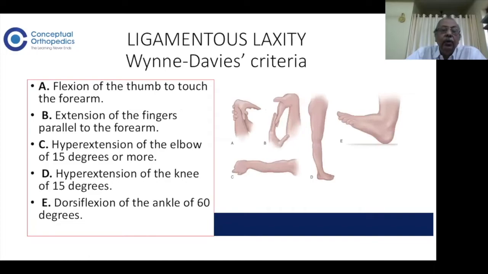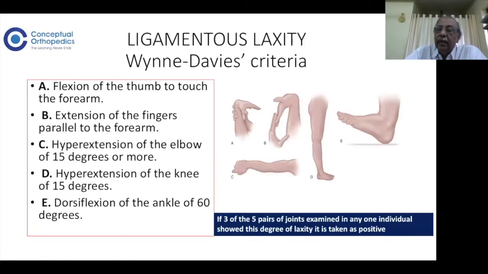Ligamentous laxity: you should know one of these criteria, either the Wynne-Davis criteria, where 3 of the 5 pairs of joints examined in one individual show a degree of ligamentous laxity, it is considered positive. The first one is flexion of the thumb to touch the forearm, extension of the finger so that it is parallel to the forearm, hyperextension of the elbow more than 15 degrees, hyperextension of the knee more than 15 degrees, and dorsiflexion beyond 60 degrees. So that is the Wynne-Davis criteria.